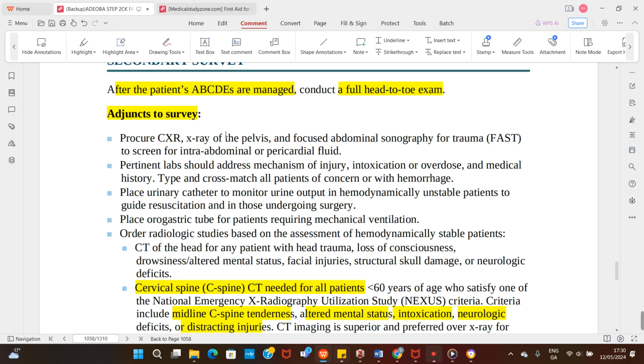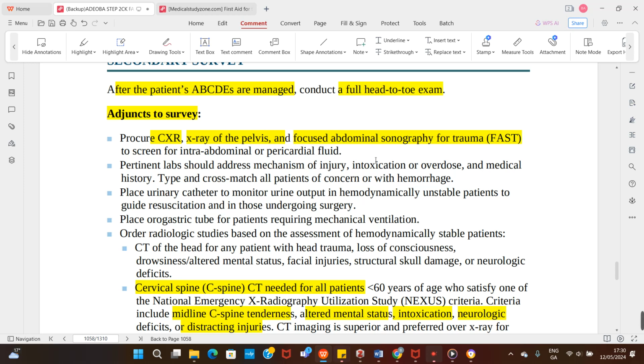So you might want to order a chest X-ray, X-ray of the pelvis, or a focused abdominal sonography for trauma. So this is more like an ultrasound scan of the chest, of the heart, of the abdomen, of the pelvis, right? So that you can detect any fluid collection within these areas, and you can act appropriately. So depending on the mechanism of injury of that patient, if the patient has a pelvic injury, do your X-ray of the pelvis, problems with the chest, do your chest X-ray.